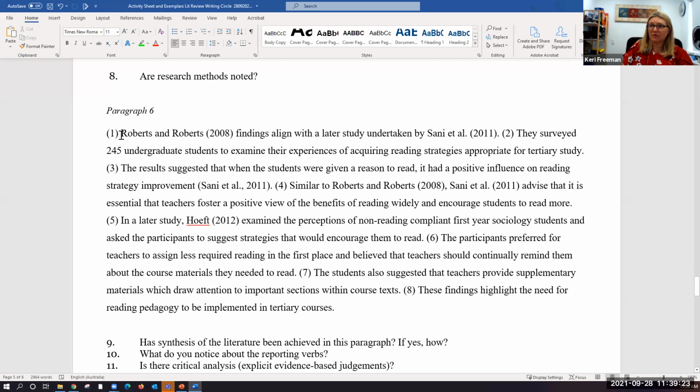Paragraph 6. So again, we've got Roberts and Roberts. So this is partly our synthesis, isn't it? A later study undertaken by these people. Now, whether you go like that and chronological will depend. That's how it's gone here, isn't it? So we've got the themes as such, as far as the subheadings go. And then within here, we've got a little bit of chronology of how the researchers have added and added.